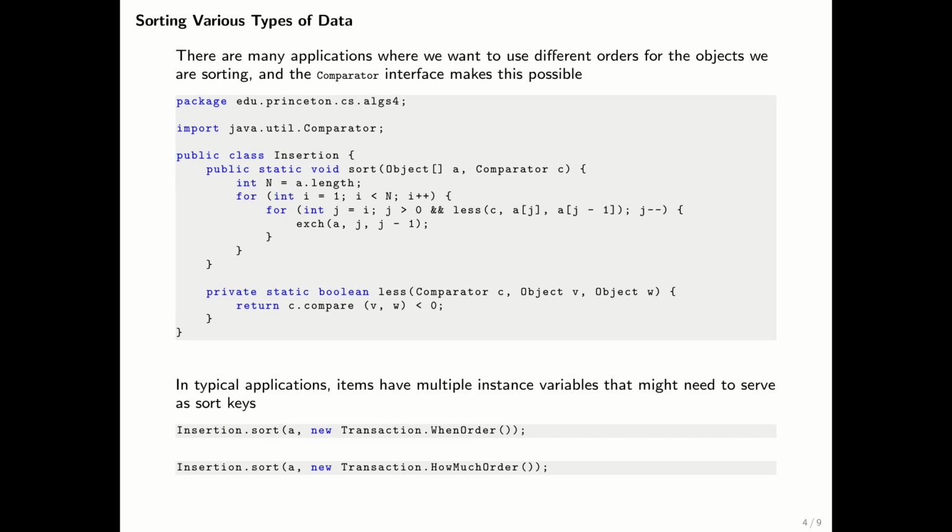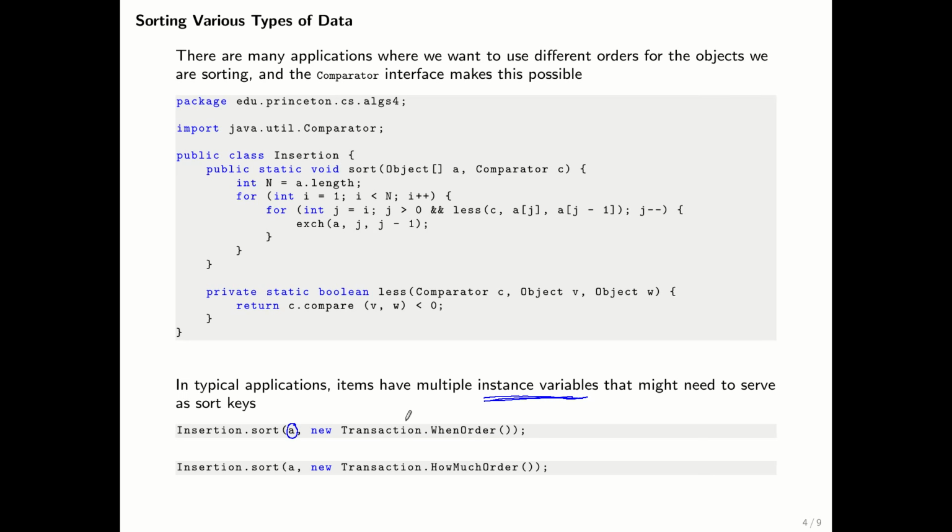Now, in typical applications, items have multiple instance variables or attributes. And we may want to use those instance variables as sort keys. In other words, we want to support alternate orderings. So let's say that we have an array A of transaction objects.